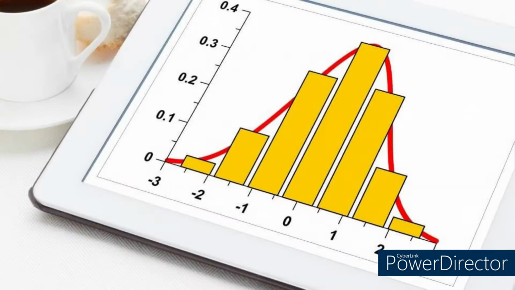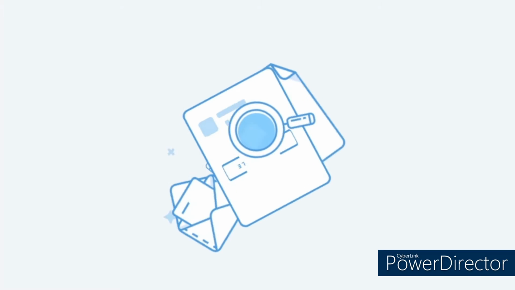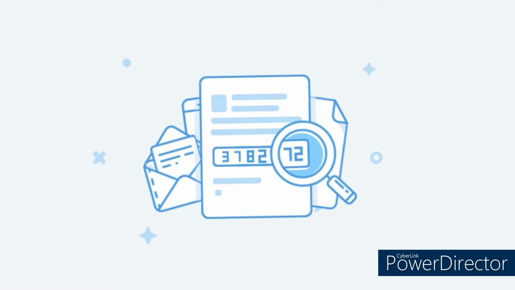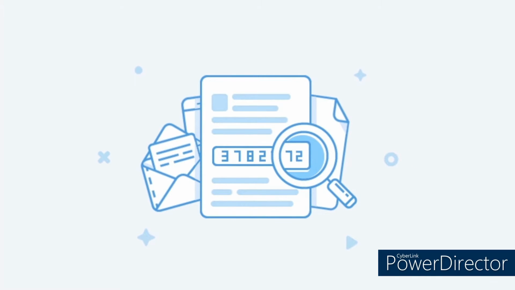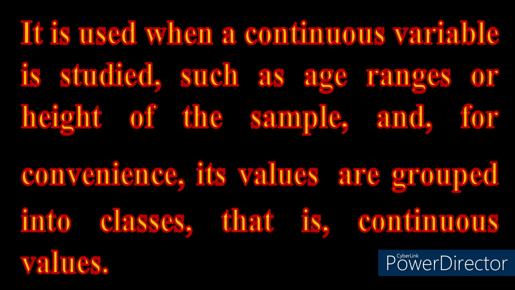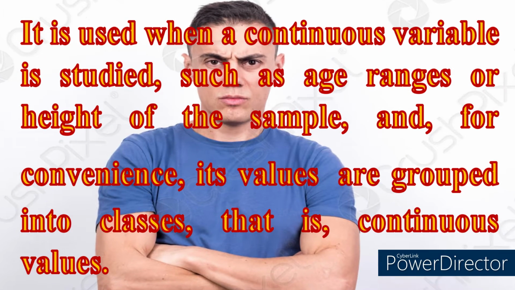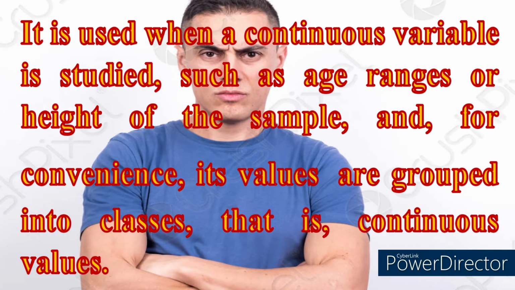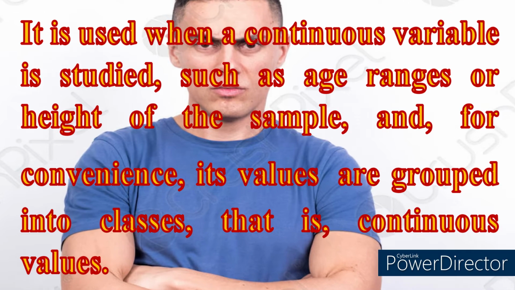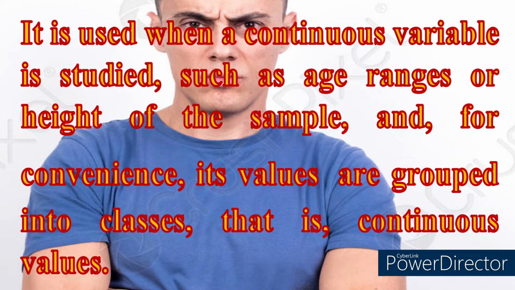The histogram is a statistical tool that indicates the frequency of an event using a data distribution. This data must always be measurable variables such as weight, temperature, time, and so on. But when is it used? It is used when a continuous variable is being studied, such as the ranking of height of a sample. The data are grouped in classes and the variable is continuous.